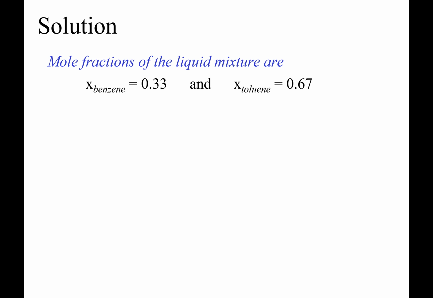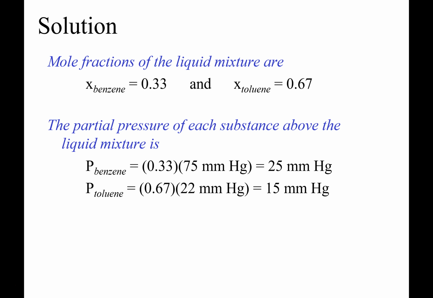This actually is the reason I did this on the board, because you came up with the mole fraction of benzene, 0.33, and the mole fraction of toluene, 0.67. I don't know why in my slides I don't show that calculation, but hopefully you're okay with that. Where did the 0.33 come from? 1 divided by 3. Where did 0.67 come from? 2 divided by 3. All right, so then this is applying Raoult's law, okay?